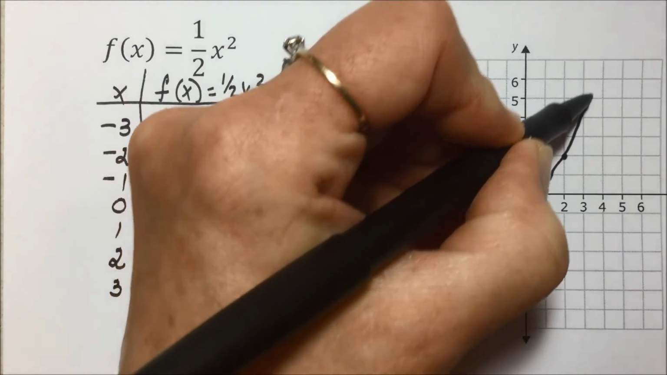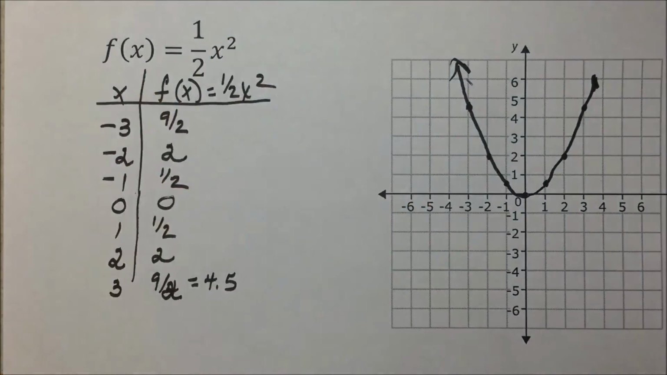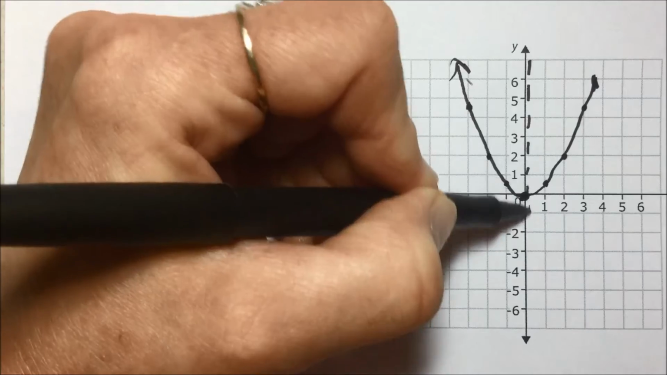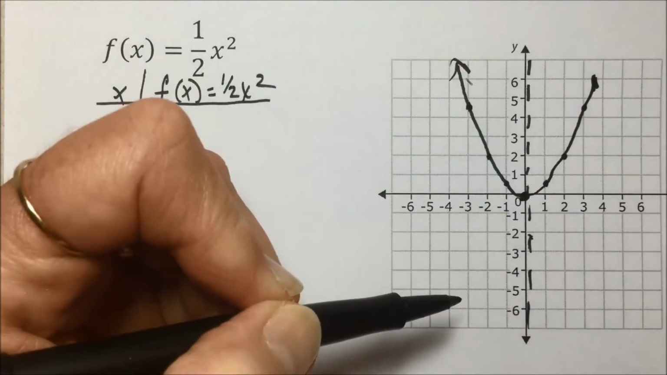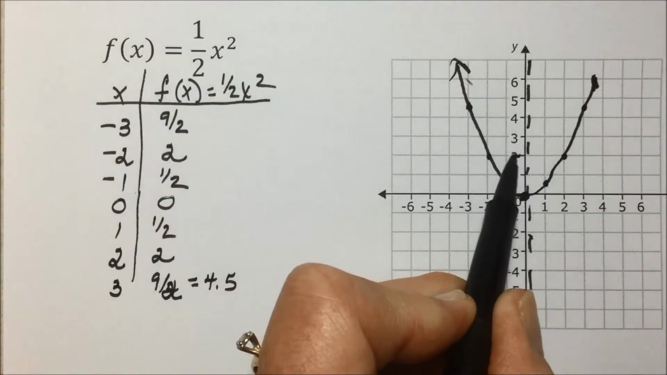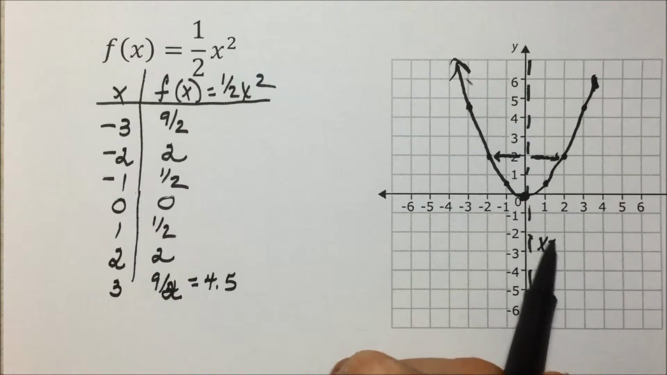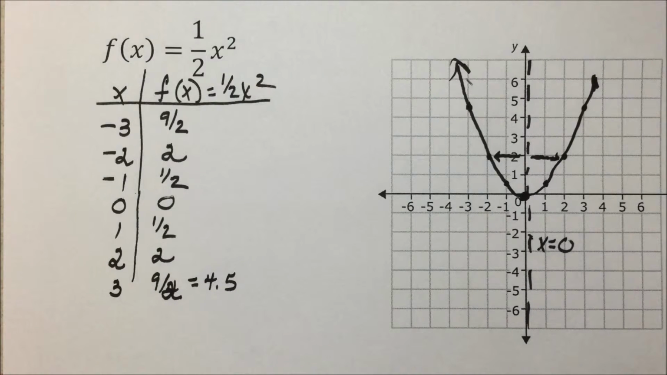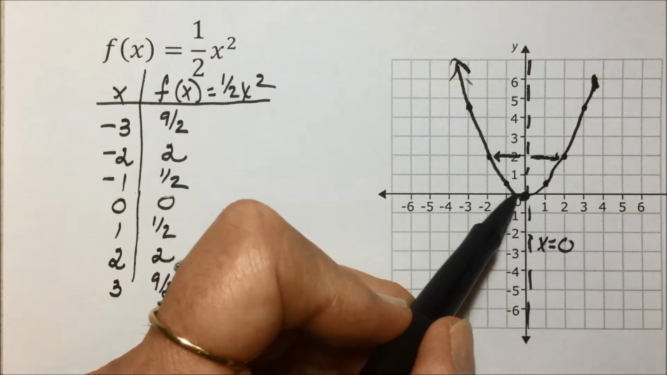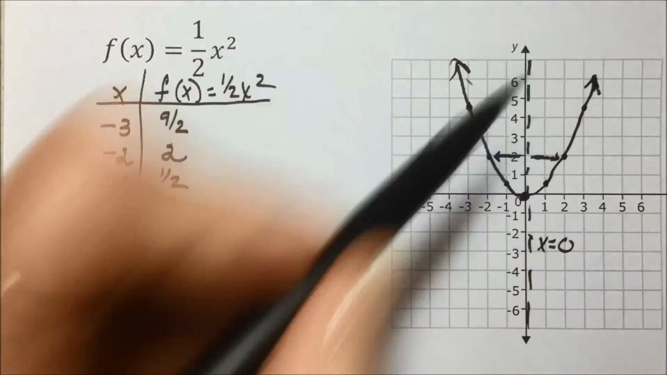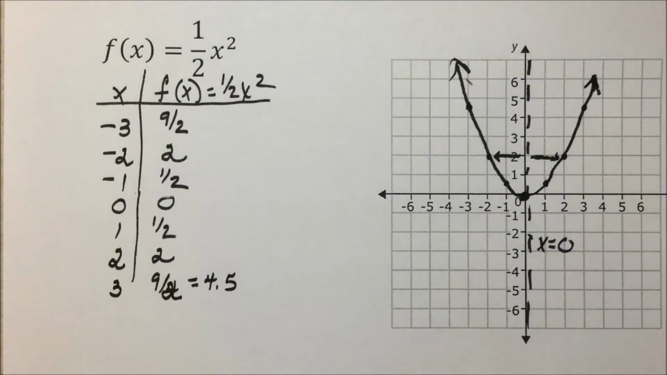if you notice, our parabola is still opening upward. The vertex is still the same. Our axis of symmetry is still the y-axis because of the fact that we can reflect these points through that x equals 0 line, but it's wider because of the 1/2. It's taking a longer time for it to head towards positive infinity, having that 1/2.